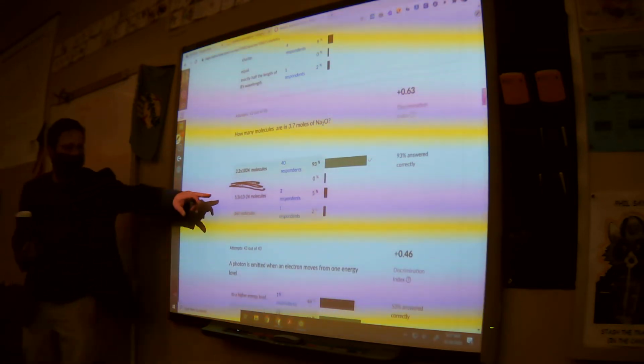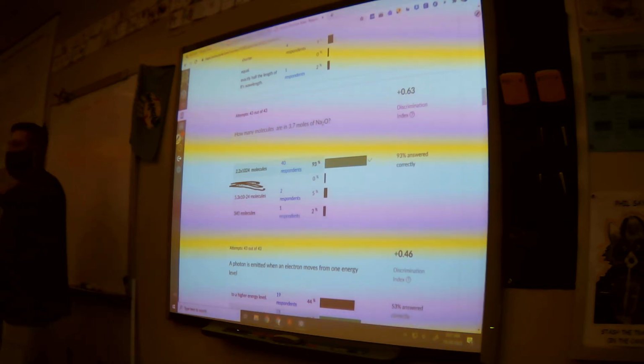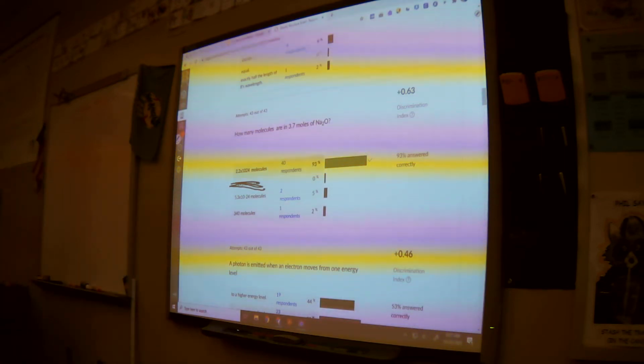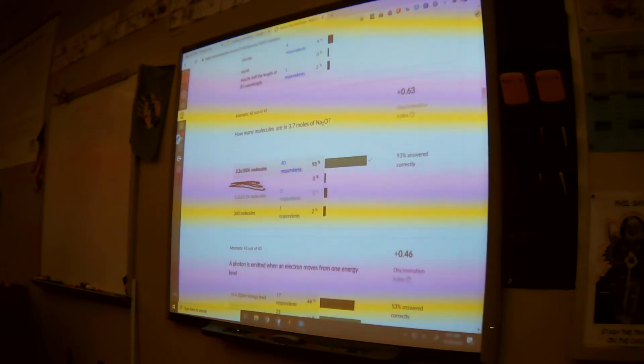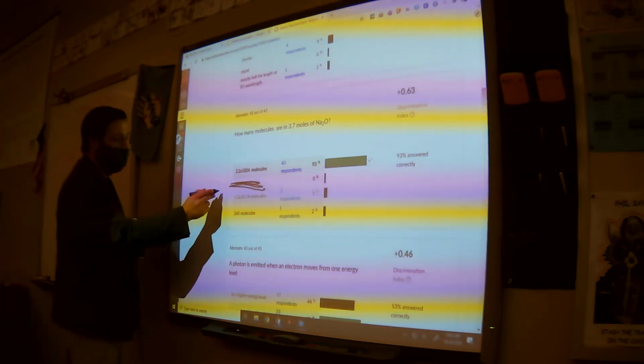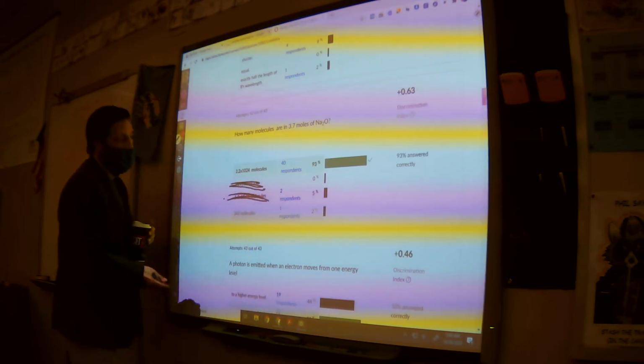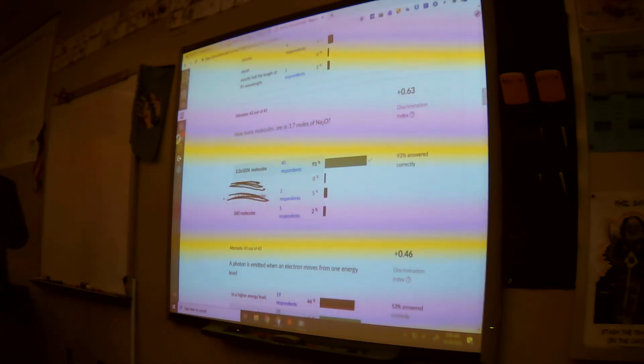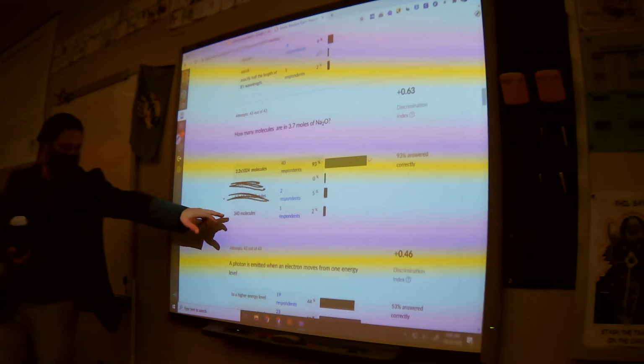What about this one? 5.3 times 10 to the negative 24 molecules. That's pretty small. In fact, it's less than 1, right? So we're talking about molecules. Can I have half a molecule? No. Can I have somewhere between 0 and 1 molecules? No. So this one is out.